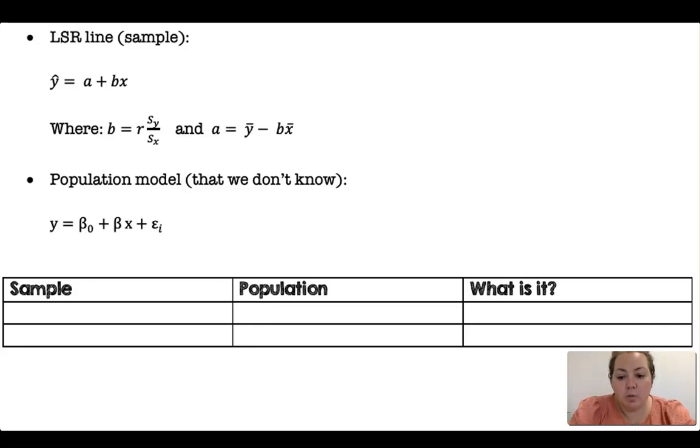The population model that we don't know is y equals beta sub 0 plus beta sub 1 x plus epsilon i. So really, we don't care too much about the epsilon. Those are the errors. We're not going to get too far into that in this course. So a is beta sub 0 or alpha, and that's our y-intercept. b is beta, and our slope.